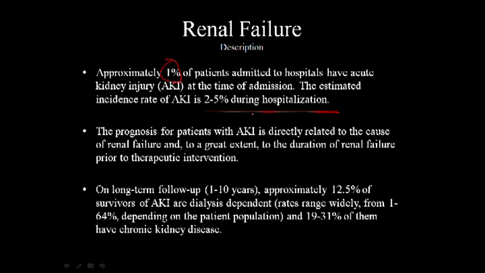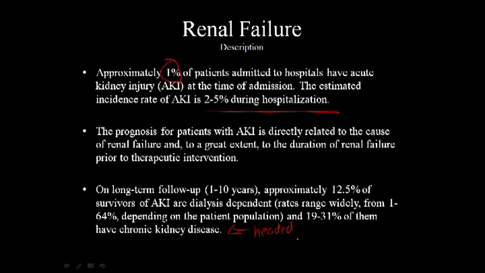So the prognosis for patients with acute kidney injury is directly related to the cause of renal failure, and to a great extent the duration of renal failure prior to therapeutic intervention. On long-term follow-up, 1 to 10 years, approximately 12.5% of survivors of acute kidney injury are dialysis dependent, and it ranges from 1 to 64%, depending on the patient population, and 19 to 31% of them have chronic kidney disease.